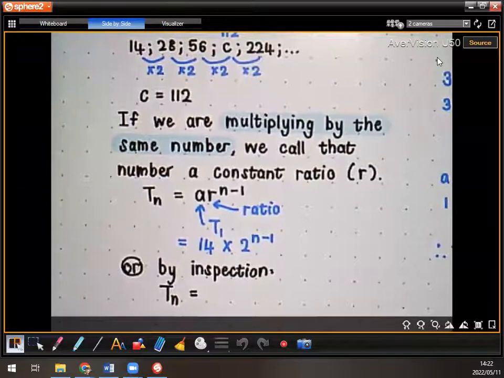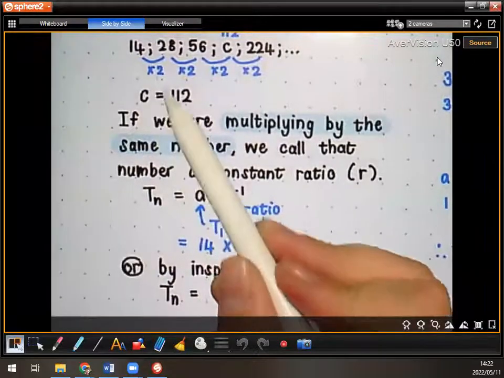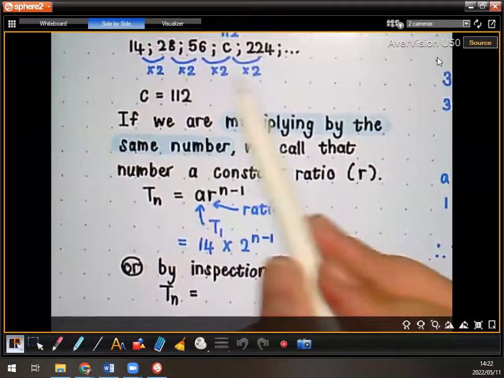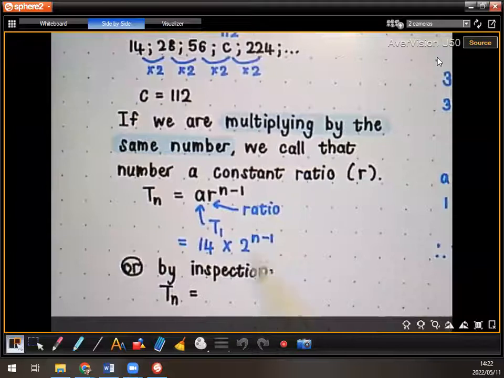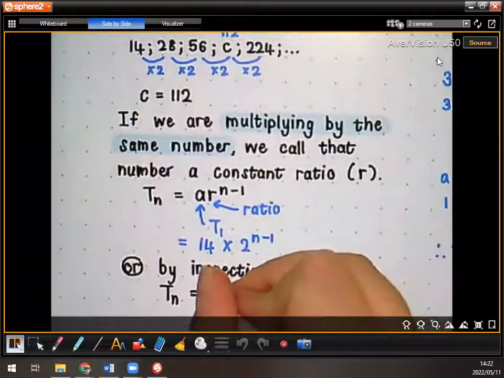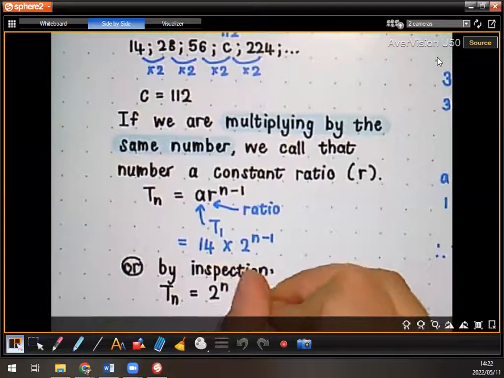So your formula might be a bit different even when you're doing it by inspection, but it will get you to the same terms always, so don't worry about that. But you will definitely have a 2 to the n. That's what I can tell you. If you're multiplying by 2, you're going to have a 2 to the n, like we have here. We have a 2 to the n minus 1. But there is another formula where you just have a 2 to the n. So if you have 2 to the n, right, let's think.